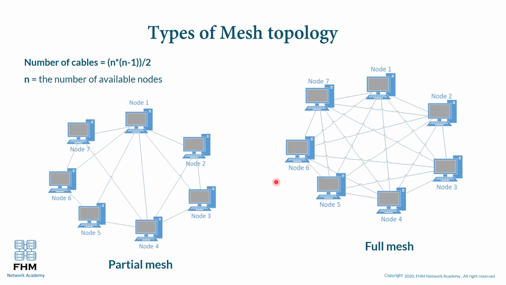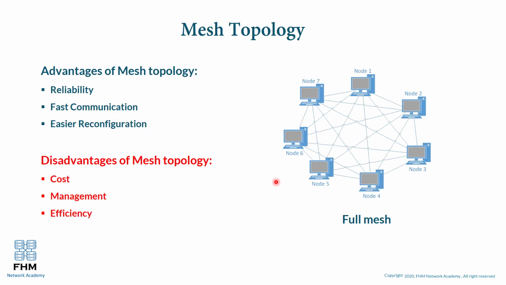Let's talk about advantages and disadvantages of mesh topology. Reliability is the key point of having mesh topology. I mean, the most important advantage of mesh topology is reliability. The mesh topology networks are very reliable, as if any link breakdown will not affect the communication between connected computers.